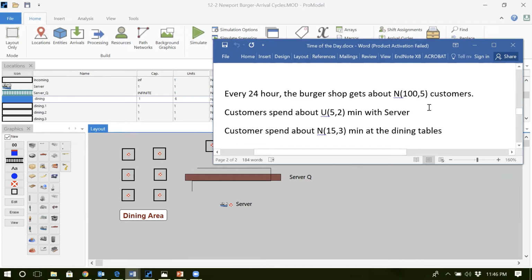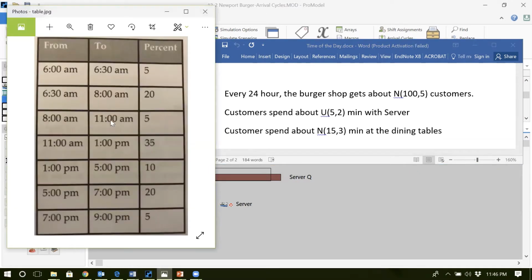There is one more piece of information that we know about this problem. The number of customers that we receive a day, or in every 24 hours, follows this distribution. On average, 100 customers come to the burger shop. These customers are spread throughout the day, like in the real world, right? It's not that all these 100 customers arrive at one point. Their arrival times are spread throughout the day. And that's another piece of information that we know.